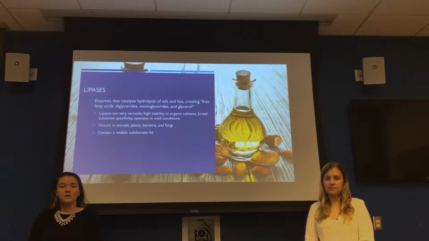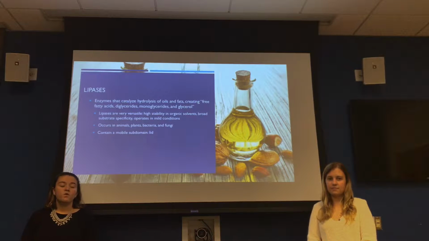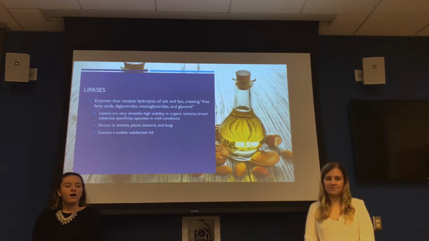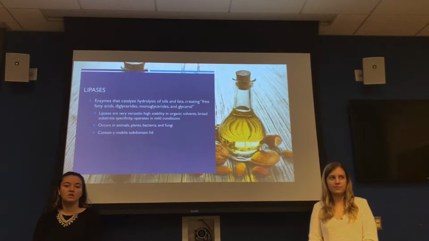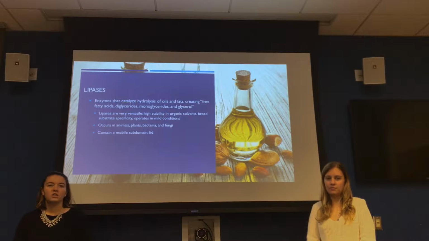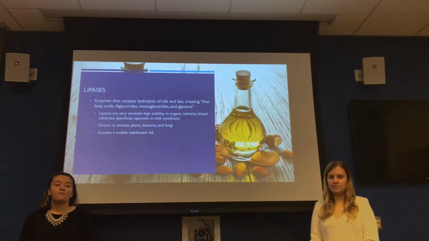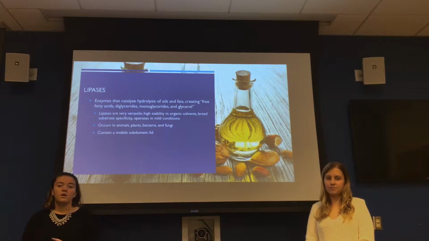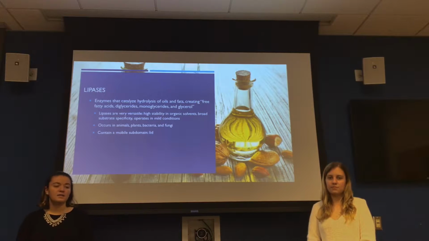Lipases have a high stability in organic substances. They also perform synthetic reactions in organisms. They also have a broad specificity, which we assumed meant that they have an induced fit model. And they also work in milder conditions. This enzyme, lipases, are found in almost all living organisms: animals, plants, fungi, bacteria.